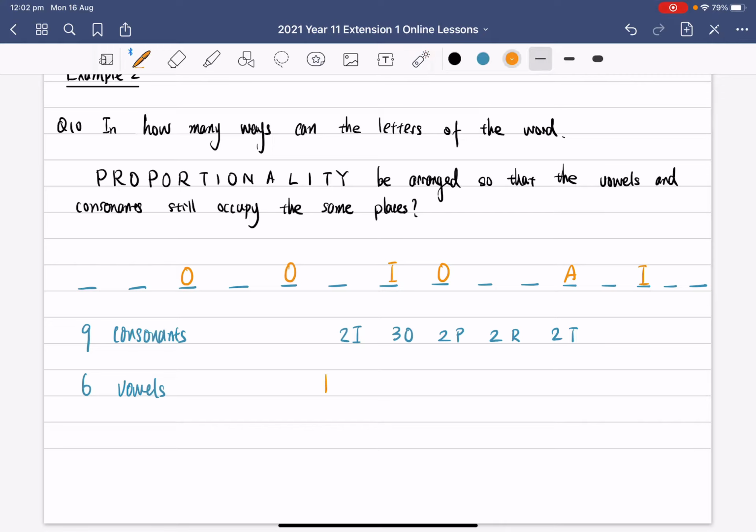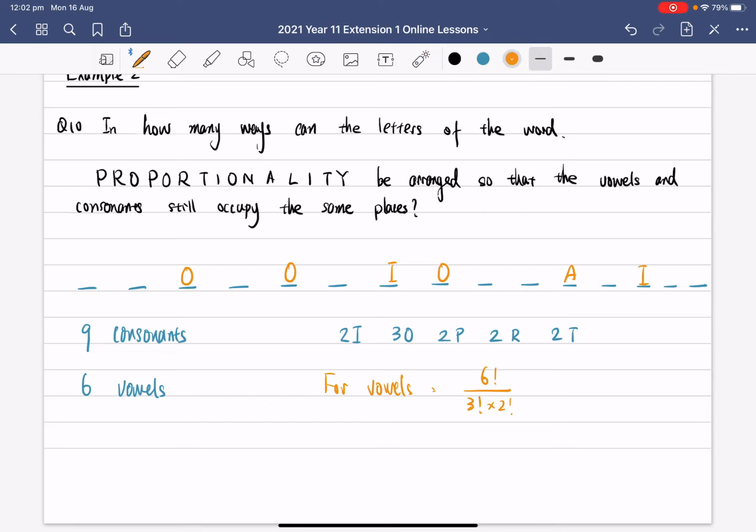So therefore, for vowels, we've got 6 of them, so that's going to be 6 factorial. However, we still need to divide it by, we've got 3 lots of O's, so we divide by 3 factorial, and then 2 lots of I's, divided by 2 factorial. So that's just for the vowels. That's the arrangement for vowels, when the vowels are not changing position.